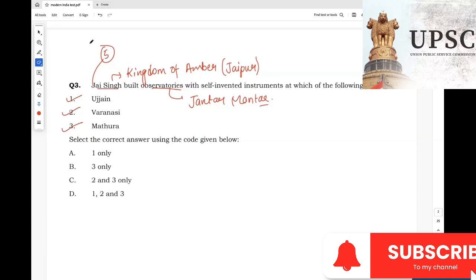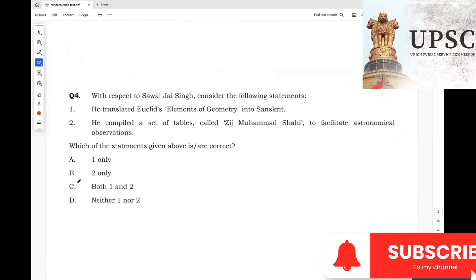He wrote and translated many mathematics books. He was very good at algebra also. So as a matter of interest, he built these observatories, which were able to provide the accurate time of the day, the accurate month of the year, and even the lunar eclipse, solar eclipse, and many other astronomical activities. So all the statements are correct. All the pointers are correct.